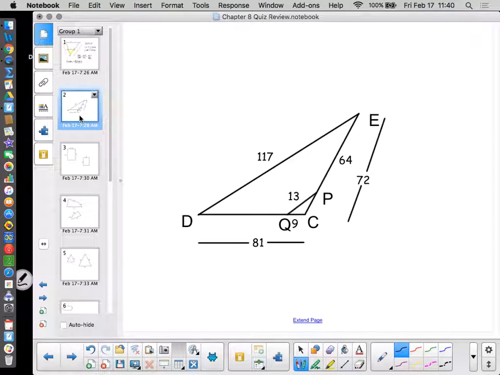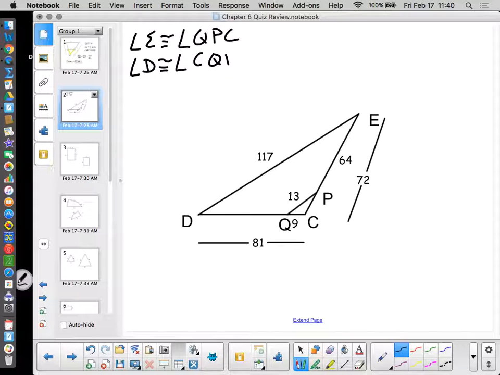Here's our full speed ahead. Okay, same thing. List the corresponding angles. Angle E is congruent to angle what? Okay, be more specific. QPC, or CPQ, either way. And angle D is congruent to angle CQP. And angle C is congruent to angle C. Nice and easy.